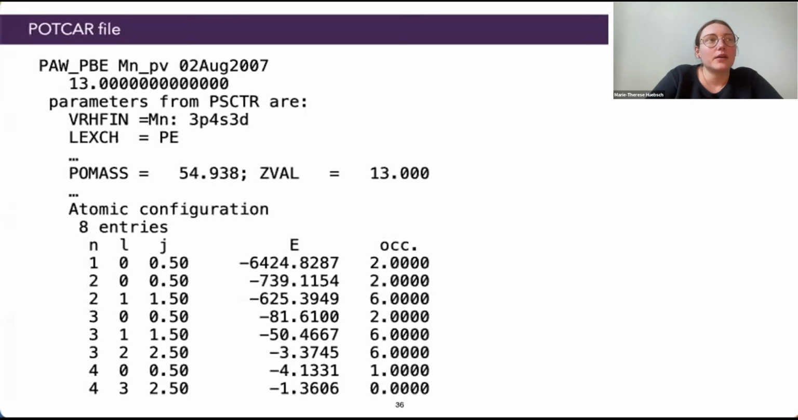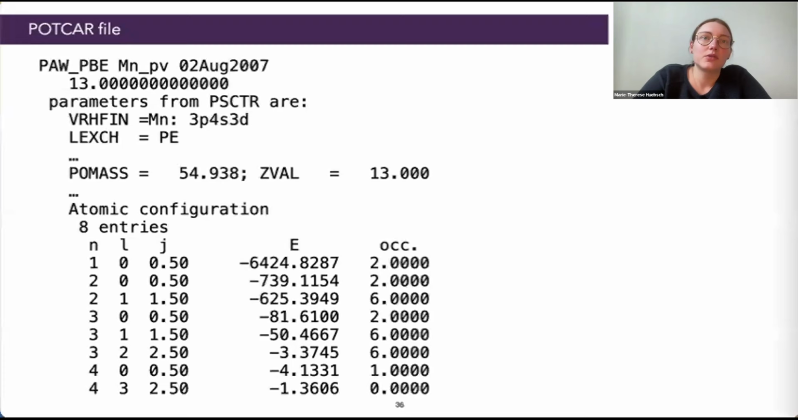So this here, what we see is the beginning of, or the head, the first few lines of a POTCAR file for manganese. The first line tells you the name of the folder that you can find this POTCAR in, that is Mn_pv. The second line is the number of valence electrons.